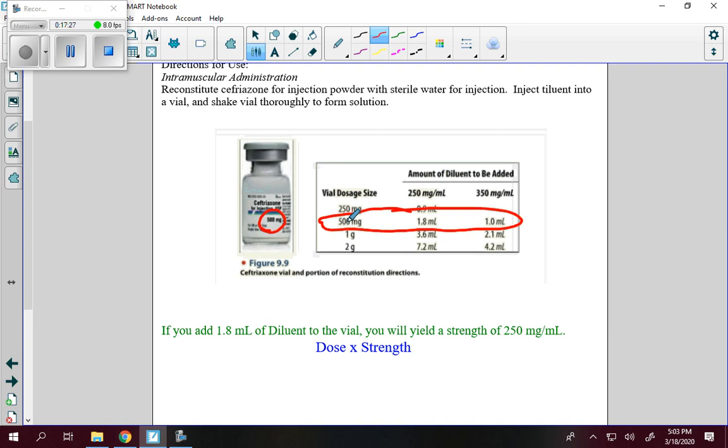If I add 1.8 milliliters of diluent, I reconstitute it to this strength. If I add 1 milliliter of diluent, I reconstitute it to this strength. So there are 2 different ways. You're always going to make it the strongest strength, and I'll show you why. If you added 1.8 milliliters of diluent to the vial, you will yield a strength of 250 milligrams per milliliter.